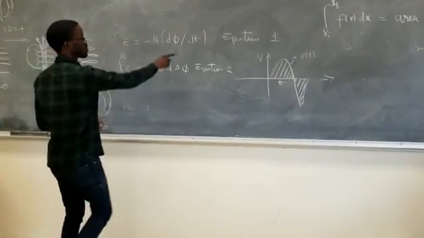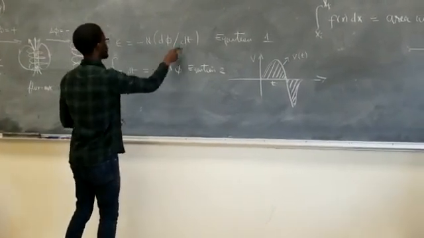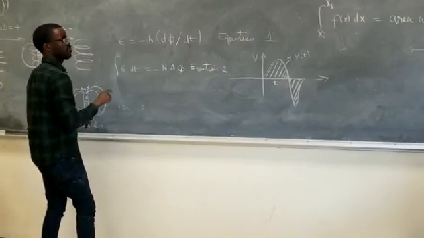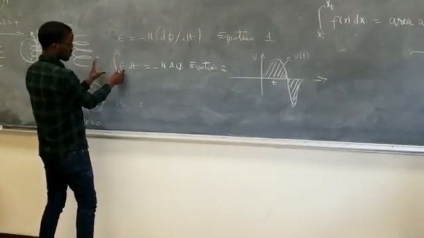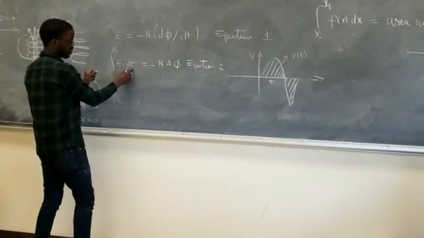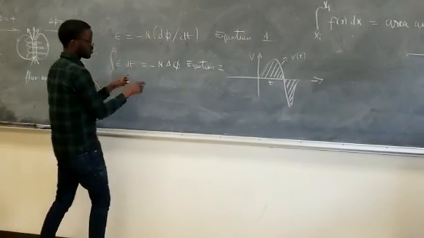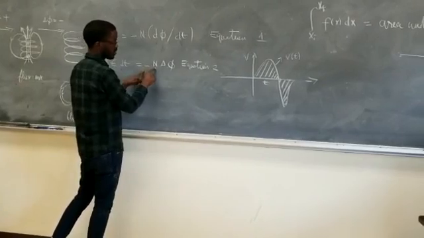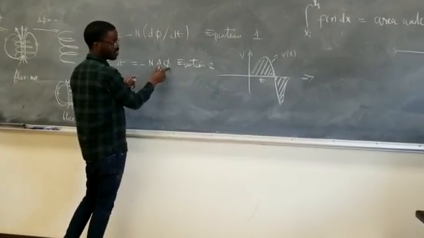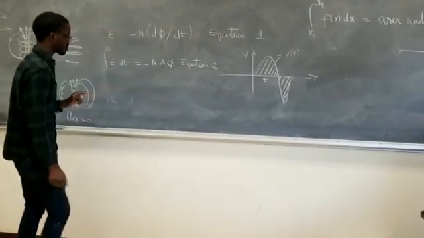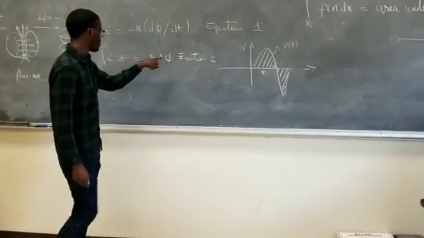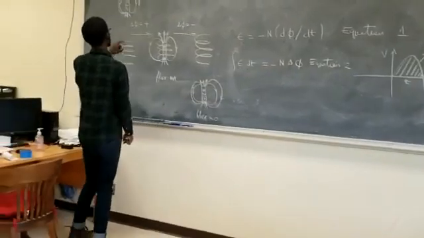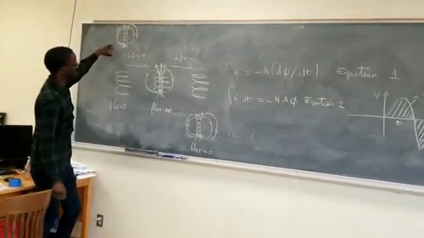Then what we'll do is rearrange this. We'll move this dt to this side, for those of you who had calculus, and integrate. So now we have the integral of epsilon dt. Integrating this gives you negative N, which is a constant, times this change in phi. Now we know N is a constant, and if we go back here, the change in phi is also constant.